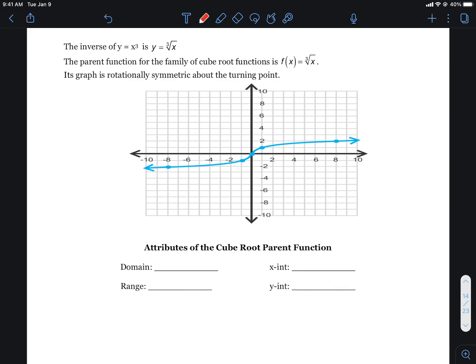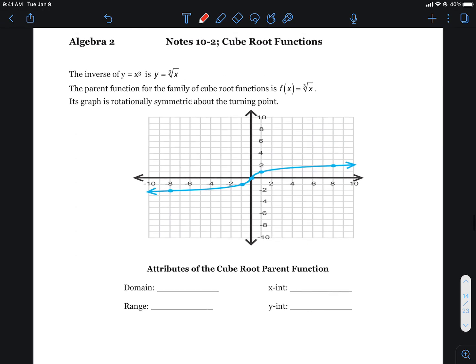So first of all, here's a cube root graph. This is actually the inverse of an x cubed graph, and that's because if you have y equals x cubed and then you switch x and y and then you resolve for your y, you would have to cube root both sides, and that would get you cube root of x right there.